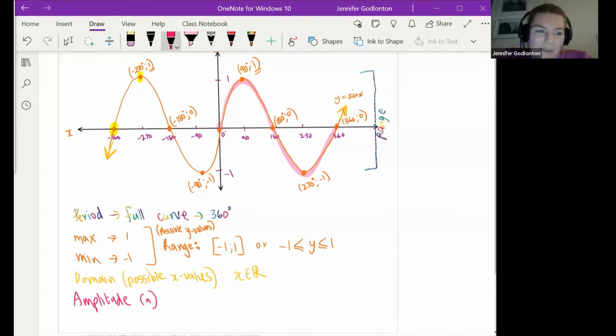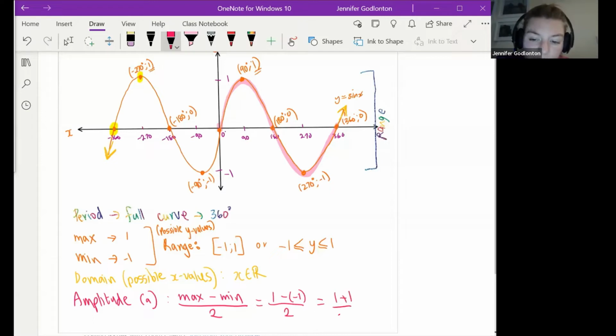The easiest way to find your A value, yes, so if a graph has asymptotes, then it will affect our domain and sometimes our range, depending on where the asymptotes are. The easiest way for you to find your amplitude is to take your maximum value and then minus your minimum value and divide it by 2. Okay, so your maximum value is 1, you're minusing -1, and you're dividing it by 2. So that's 1 plus 1 over 2, which is 2 over 2, which is 1. So my amplitude is 1.